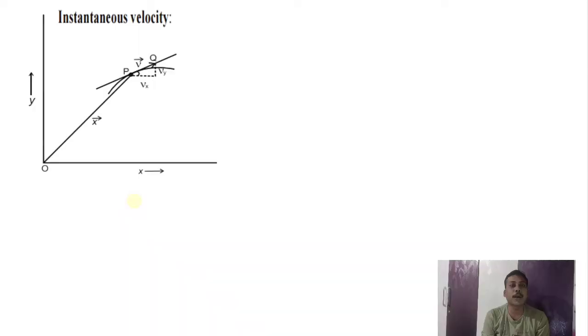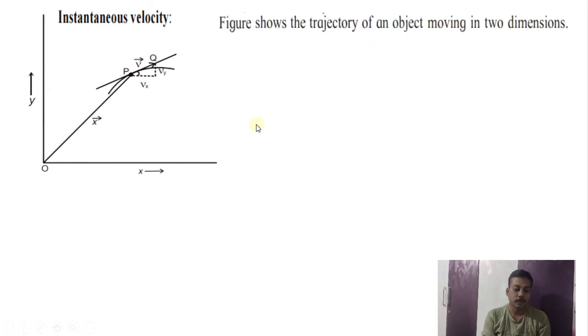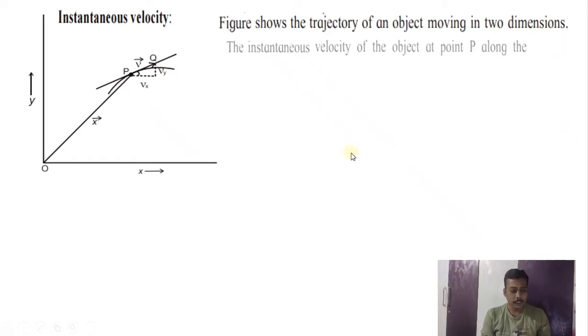Yesterday we studied motion in a plane, or motion in two dimensions. In the last video, we derived expressions for displacement, average velocity, and the magnitude of average velocity. Today we are going to study the next topic, which is instantaneous velocity. So what is instantaneous velocity?